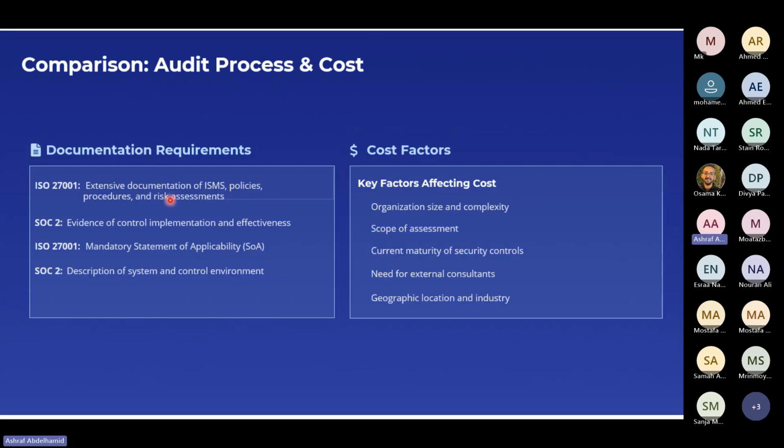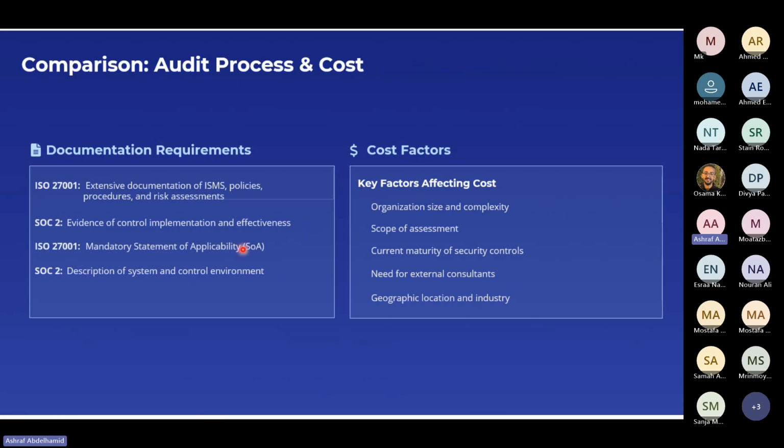Again, documentation. For ISO 27701, we agreed that it is a comprehensive ISMS, so the documentation will be extensive and more formal and comprehensive than SOC 2. SOC 2 focuses on control implementation and effectiveness. So this is where the focus is, and this is very important.